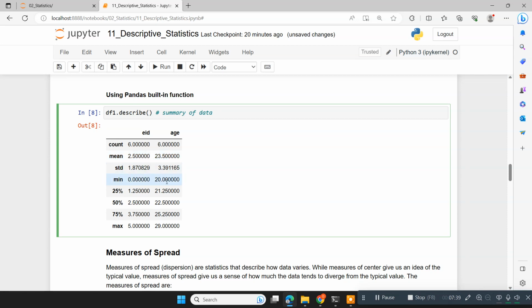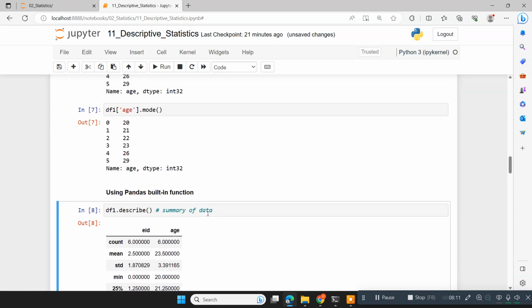Then STD means standard deviation. I'll be talking about that, what is standard deviation. Then min means minimum value, and it also gives the maximum value. So as per this data, we can say the minimum age is 23 and maximum age is 29.0, and this is the 25 percentile data value, then the 50 percentile data value, and the 75 percentile data value.